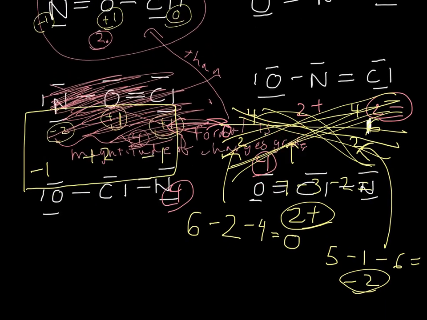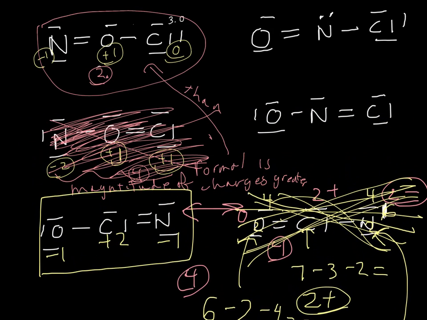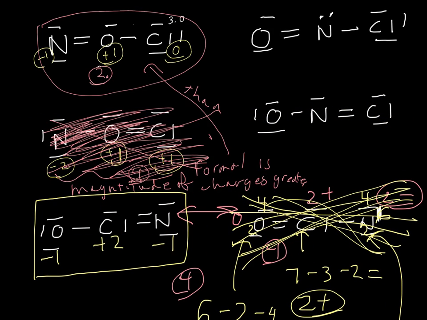How about we do a little bit more celebrity death match here, and we compare this one with this one. This one, the magnitude of our formal charges, the absolute value of the formal charges, sum to 2. This one down here, the absolute value of the formal charges sums to 4.